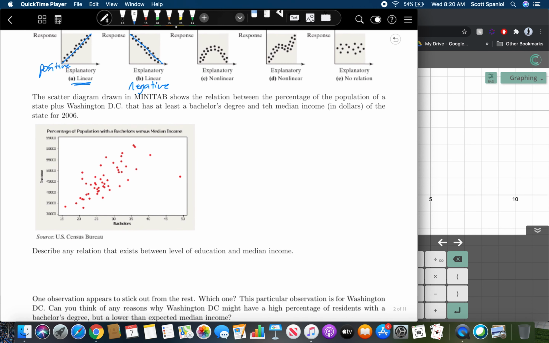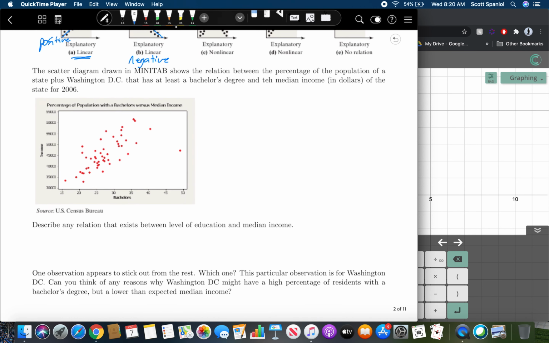Here's an example of a scatter diagram. This scatter diagram was drawn in Minitab and shows the relation between the percentage of the population of a state plus Washington, D.C. that has at least a bachelor's degree and the median income of the state in dollars. Does it look like any relationship exists between education and median income? Well, it looks like there is some sort of positive relationship. These points kind of all follow this line.